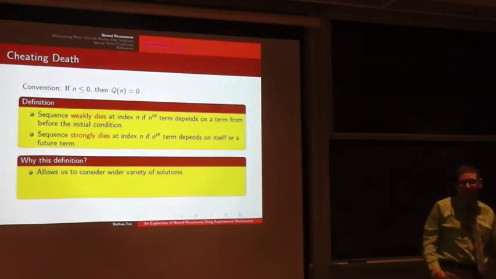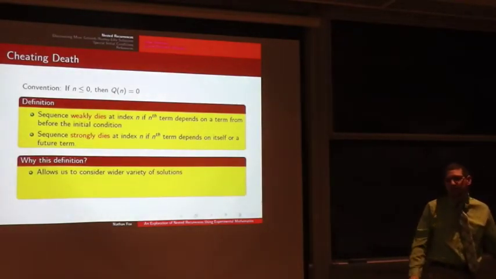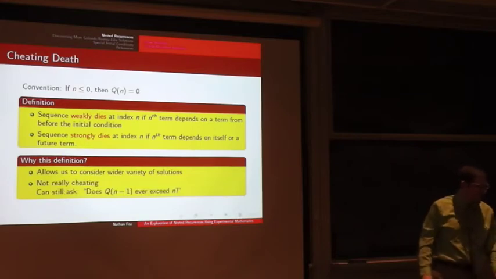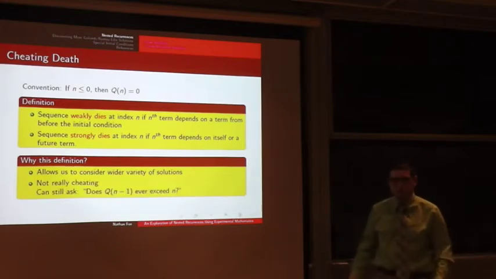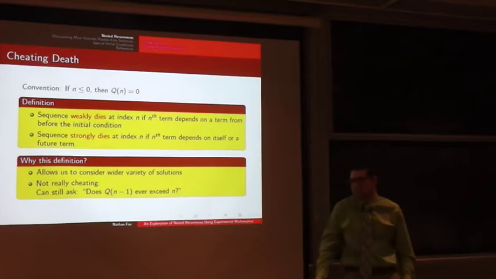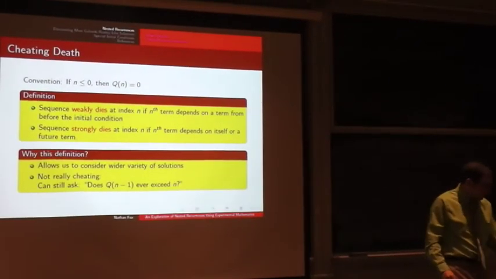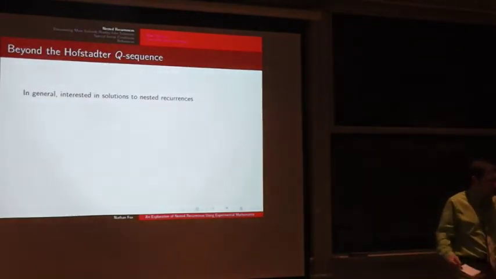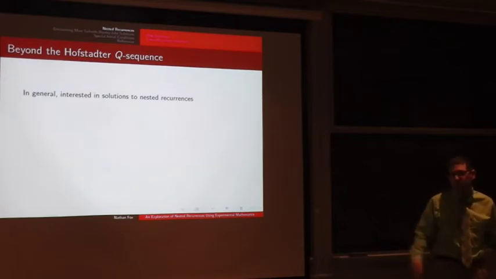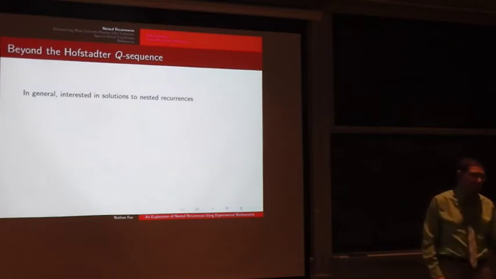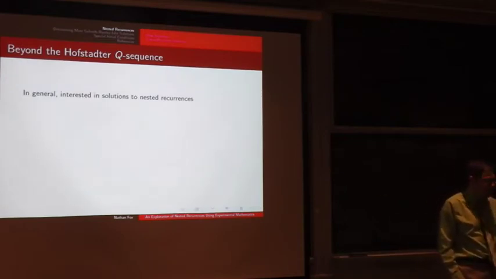So yeah, this is going to allow us to consider solutions that grow faster than n. And you could still phrase the old question about the Q sequence. So it's not really cheating. It's just a different convention. So we're going to be looking at solutions in general. What can we say about other nested recurrence sequences?